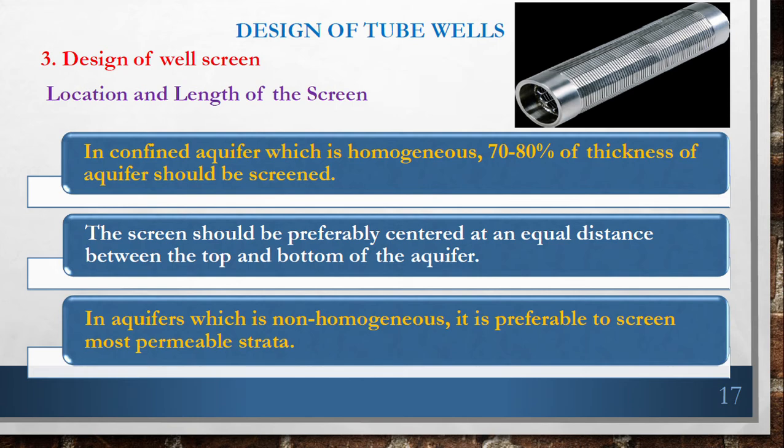Okay, that's it. Now, in case of non-homogeneous aquifers, it is preferable to screen the most permeable strata. If the aquifer is non-homogeneous, it means we have to screen the areas where the most permeable strata are. That area we should screen.